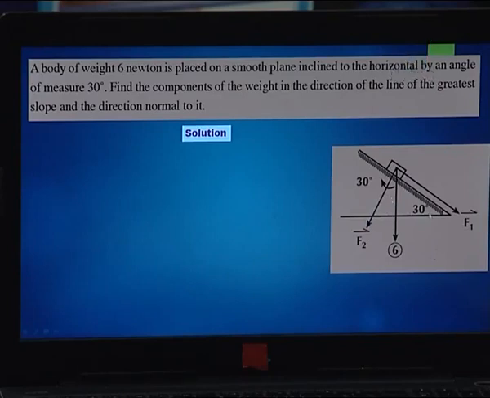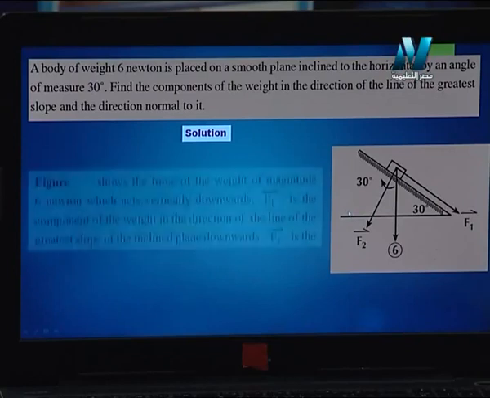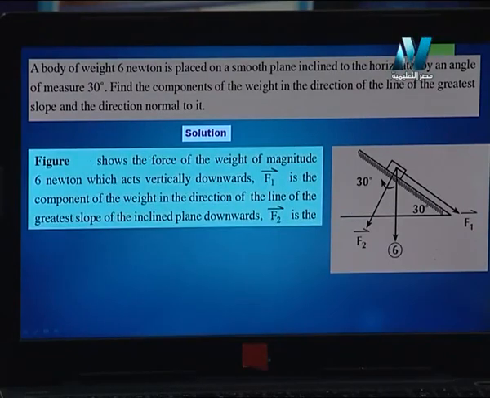Look carefully and we will find that this angle equals this angle. Always this angle equals this angle. Okay, so F2 will be 6 cosine 30 because they have the angle, and the other part equals 6 sine 30. As we see, the figure shows the force of the weight of magnitude 6 Newton, which acts vertically downwards.